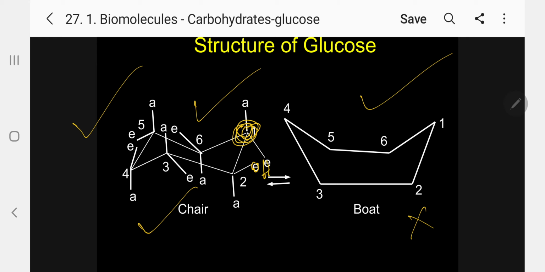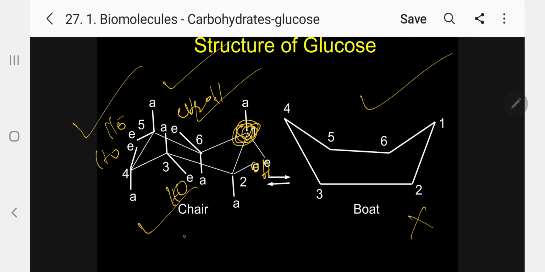Here, please follow. Above, then here below OH, above OH, below OH, and then above CH2OH. If you write in chair form, glucose can be written like this. This is the proper representation of beta-D-glucose. Kindly follow. OH is above the ring.